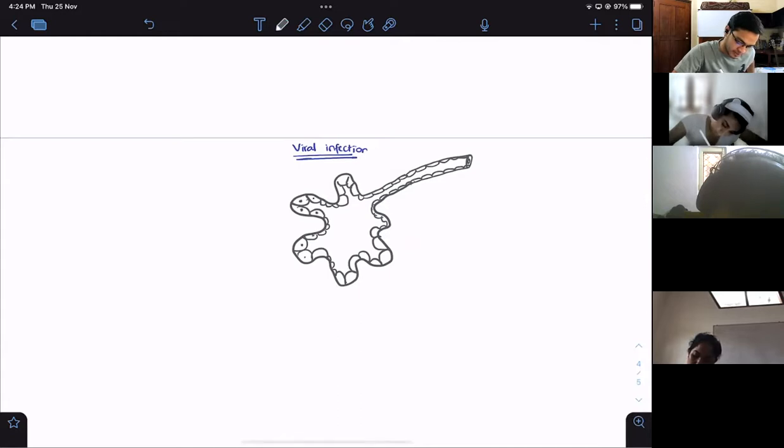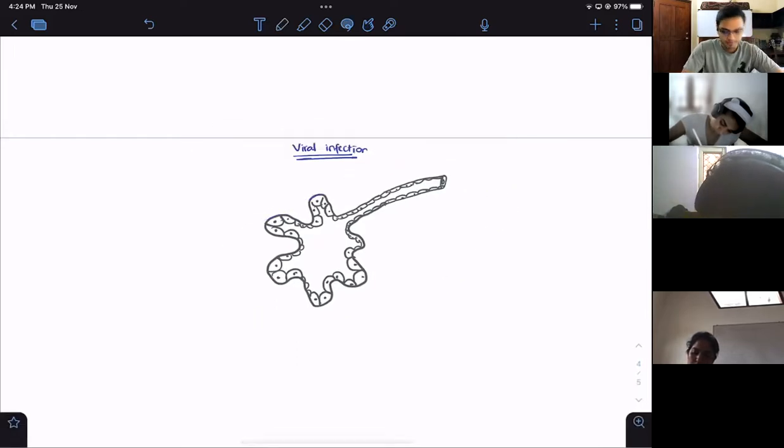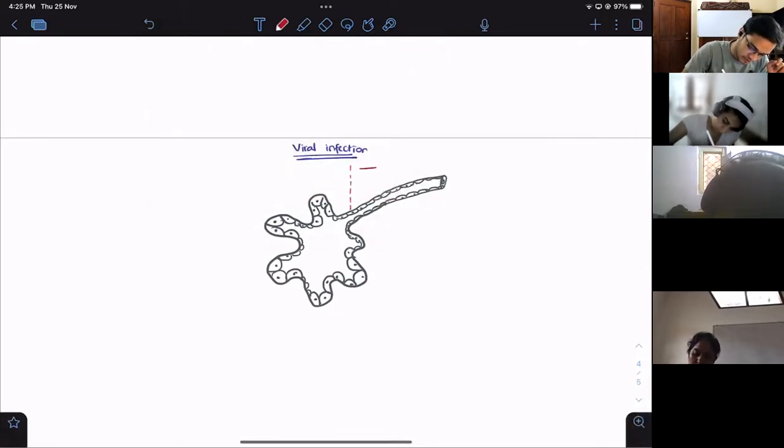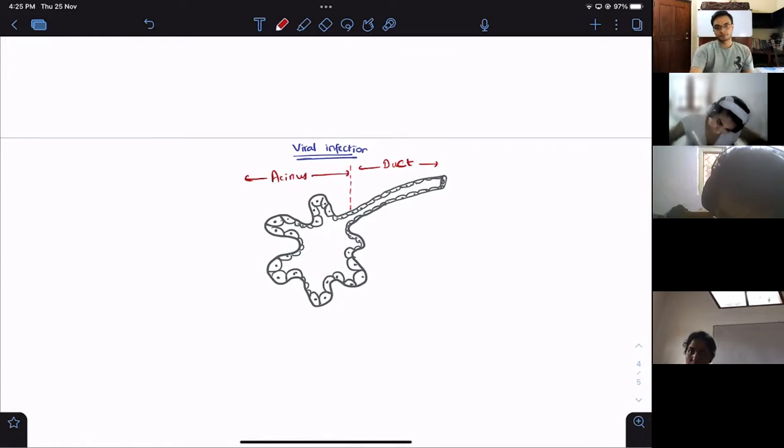So these are the glandular epithelial cells. These are the ones doing the secretion. Here we have the duct. So this is the basic structure. From here to here, this is the duct of the gland. From here to here, this is what we call the acinus, the acinus of a gland. Duct and acinus.